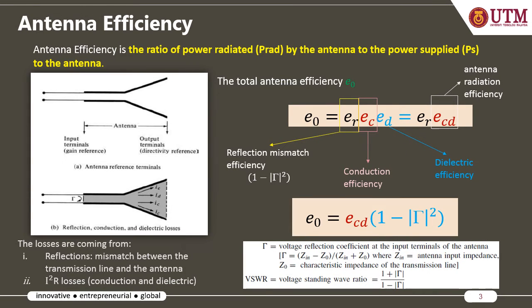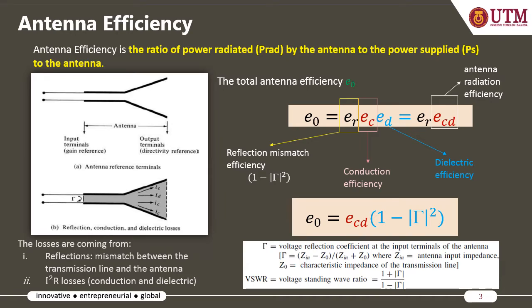Okay, next we are going to discuss the other antenna fundamentals, antenna efficiency. It basically represents how effectively the antenna delivers the electromagnetic wave out of the antenna structure from the input source. Mathematically, the antenna efficiency is defined as the ratio of power radiated by the antenna to the power supplied to the antenna.